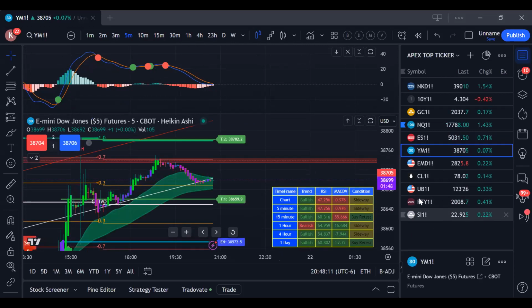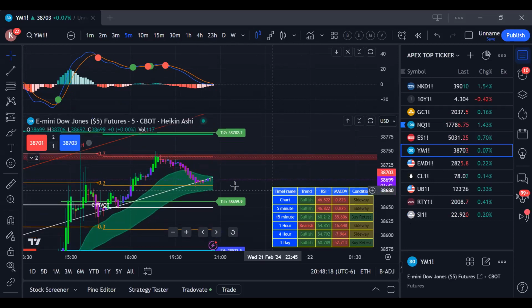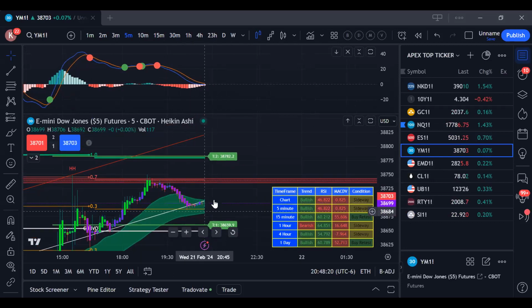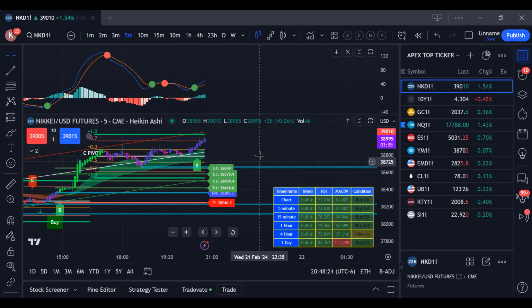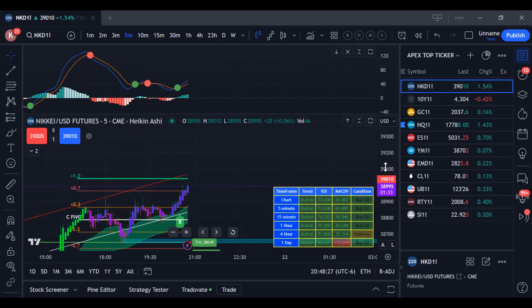So it closed silver with the stop loss because it is going the other side. It closed it. So like that, you can set targets and stop loss.